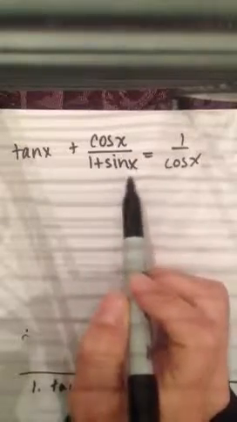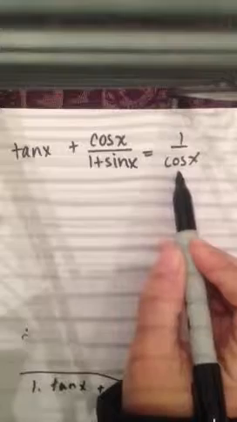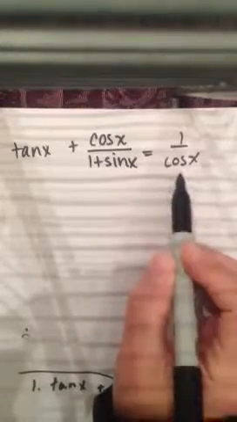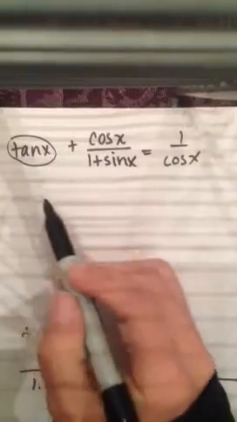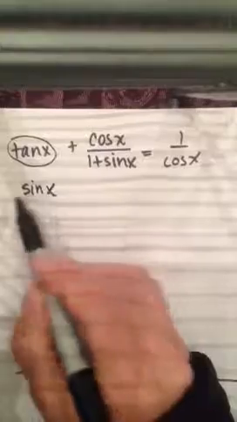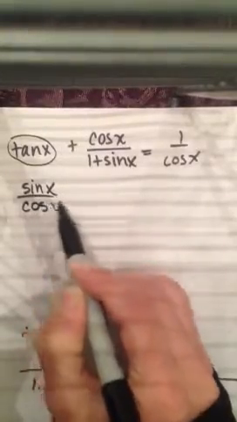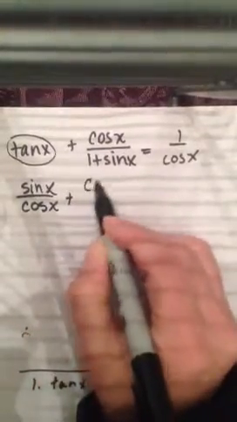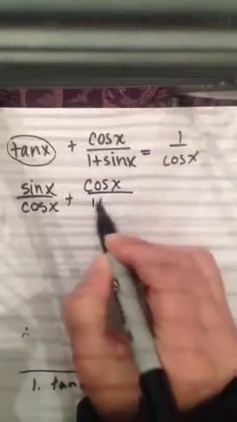Okay, to do this first problem, you have tan x plus cosine over 1 plus sine x equals 1 over cosine x. So you notice this is in terms of cosine. So since that's in terms of cosine, you need to change this tan right here into terms of sine and cosine as well. So let's change that to sine x over cosine x plus cosine x. Keep this part the same.